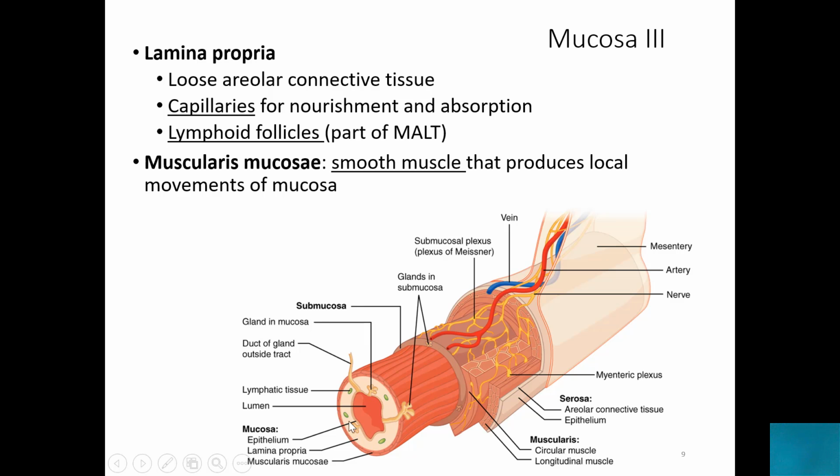Lamina propria, right here. It's a layer made of loose areolar connective tissue. It has blood capillaries. It has some amount of lymphoid follicles to protect from infection. And it has right here a thin layer of muscularis mucosa. It's a muscle layer of smooth muscles.